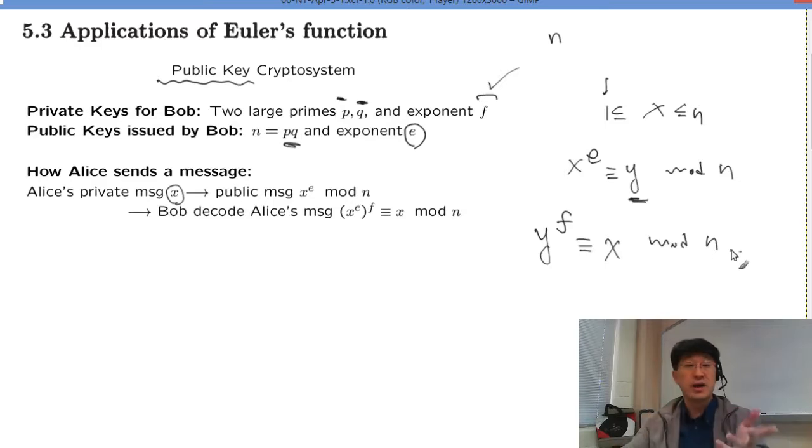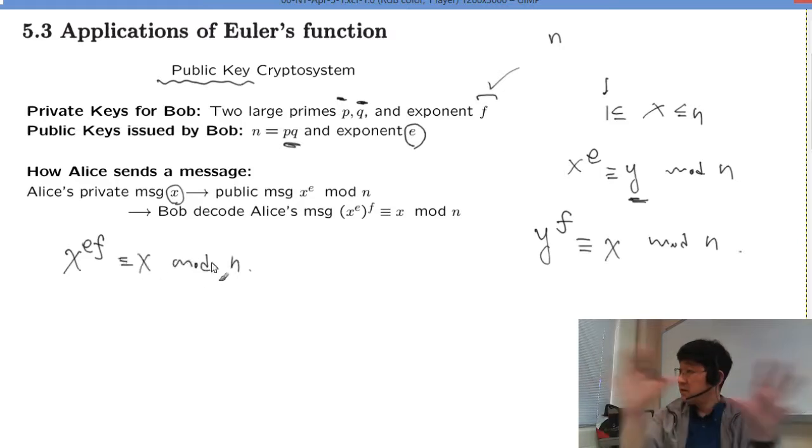That's the algorithm. So let me write down the final statement here. The final statement says that for whatever X is, if you raise it to E times F, right? The world knows E, and only Bob has this number F. That's going to be X mod N, right? That's the final thing that we'd like to show.